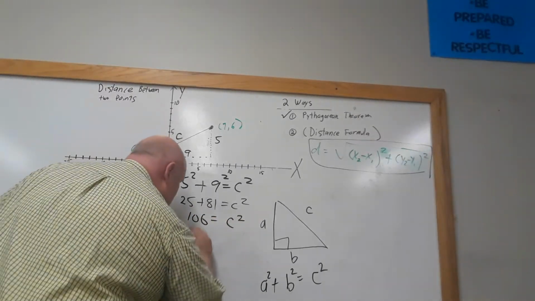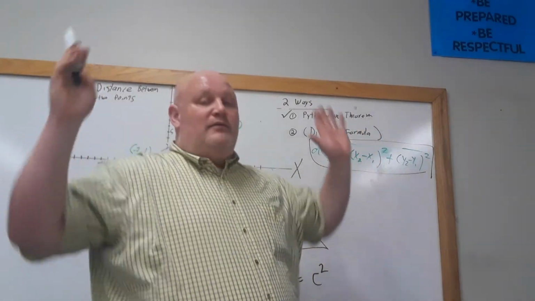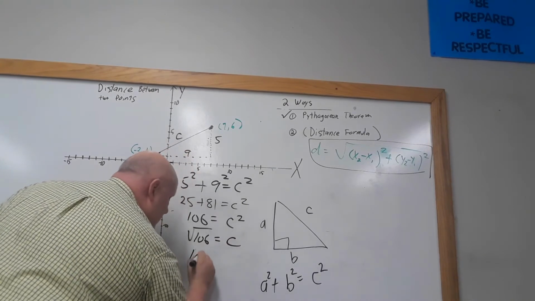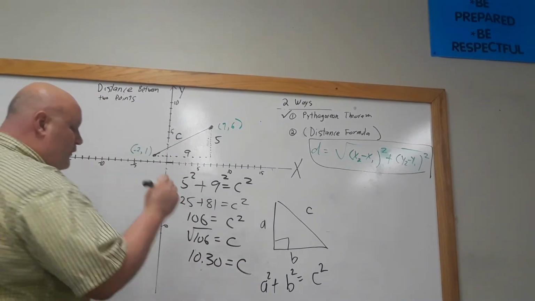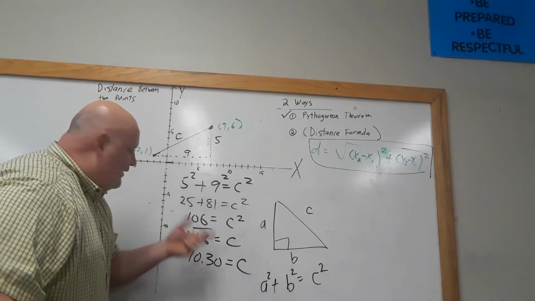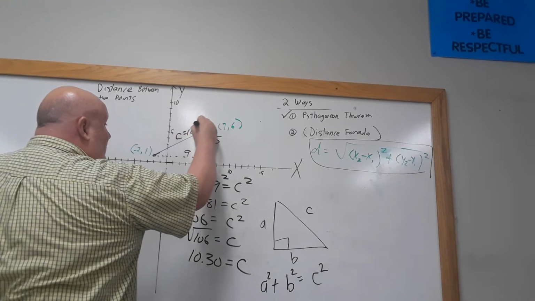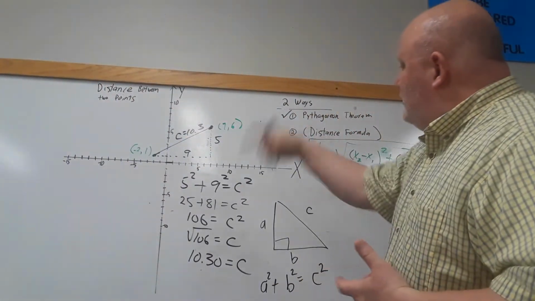All right, so. And if you do, it's okay. It's part of the learning. All right. So 10.30 is C. And just punch that into the calculator. We're good. So that is it. That's how you use Pythagorean theorem to find the distance between 2 points.